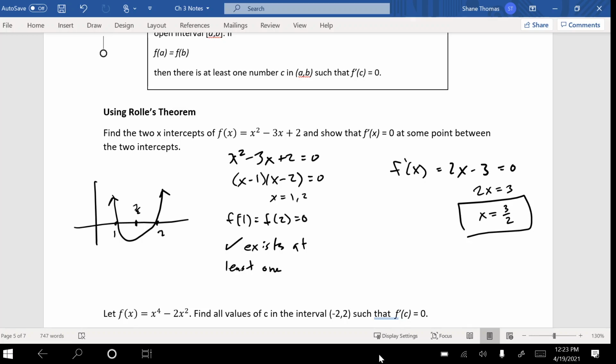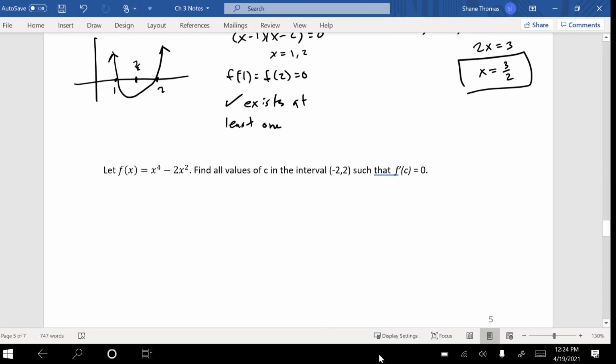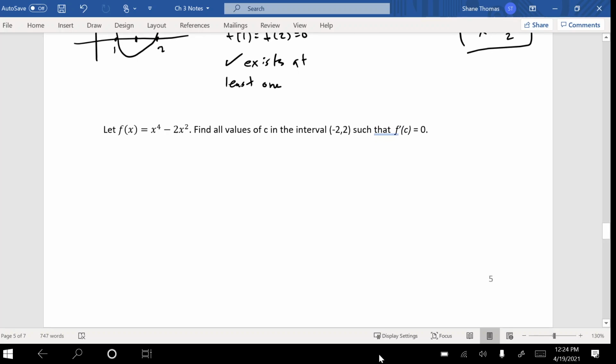All right, let's look at one more real quick. I have x to the 4th minus 2x squared. I want to find all c in the interval negative 2, 2, such that f prime of c is equal to 0. What am I asking for? I'm asking for the critical values. That's it. If we look at this, we could factor it, and by Rolle's theorem just guarantee that we have them there.